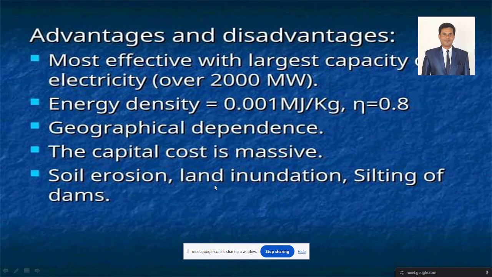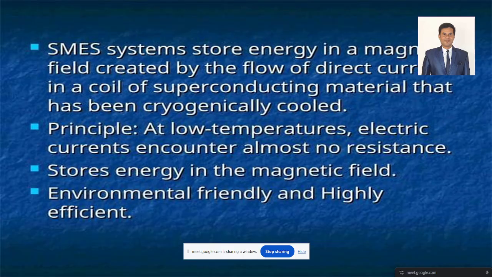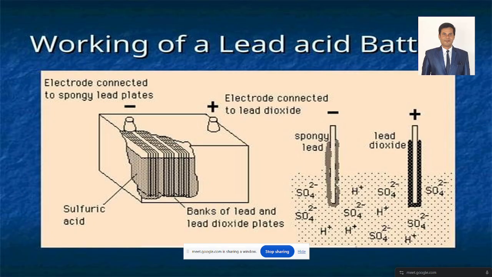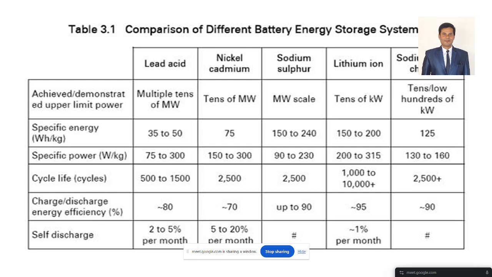So these are the various drawbacks. You have to test the soils, then you have to go for purchasing the lands for that, right? So this is actually capacity we already discussed, right? And this is a comparison between the various battery energy storages, right? That's specific energy, specific power, life cycles.